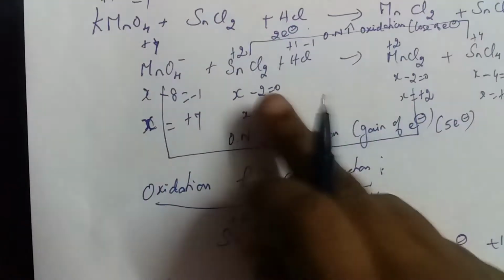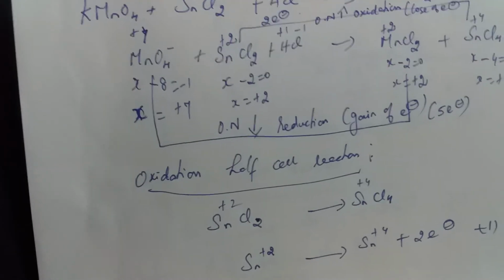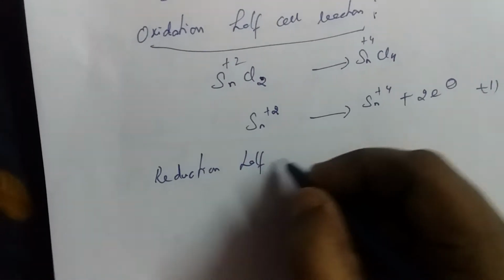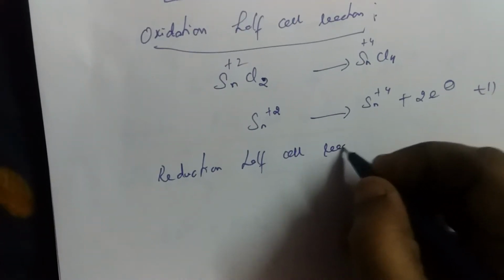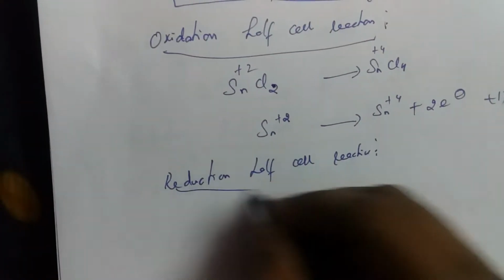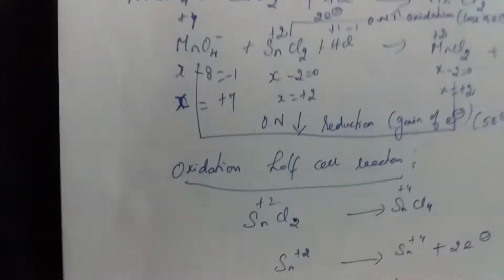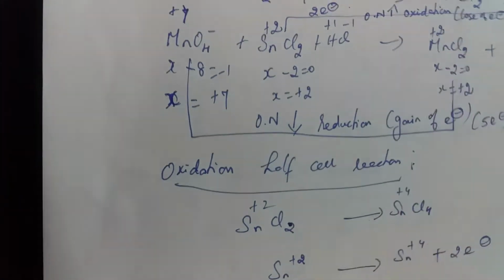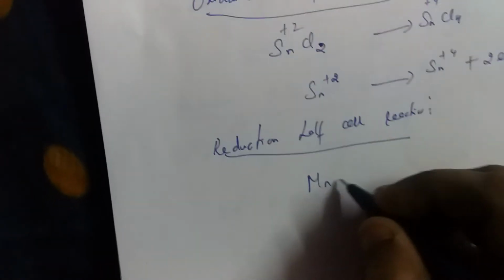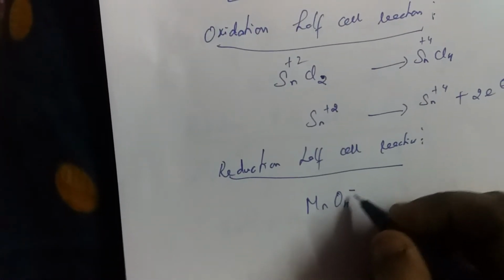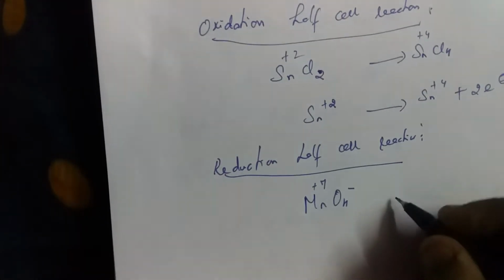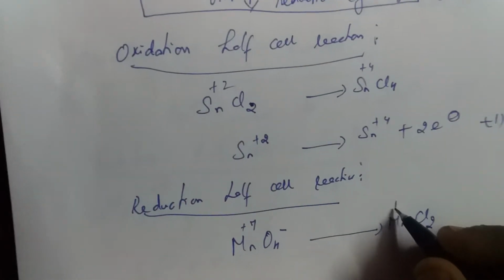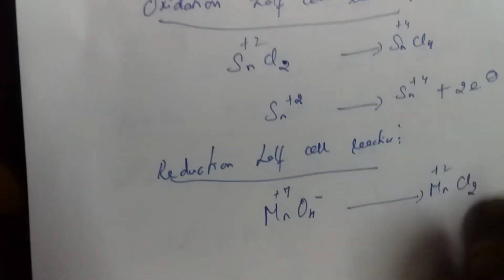Next, the reduction reaction. Next we have to write the reduction half cell reaction. In the reduction half cell, MnO4 minus is converted to MnCl2. You can write MnO4 minus, having plus 7, converted to MnCl2. You have to convert MnCl2 into ionic form.